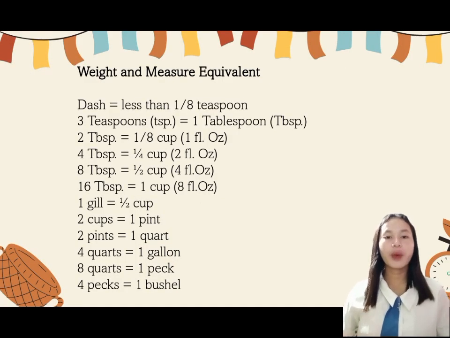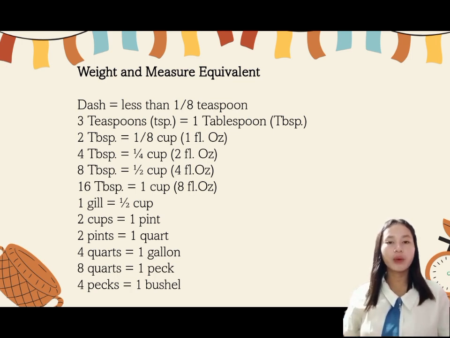Next, we have here the weight and measure equivalents. Let's have the dash equals less than 1/8 teaspoon. Next, 3 teaspoons is equivalent to 1 tablespoon. Next, 2 tablespoons is equivalent to 1/8 cup and also 1 fluid ounce. 4 tablespoons is equivalent to 1/4 cup and 2 fluid ounces.